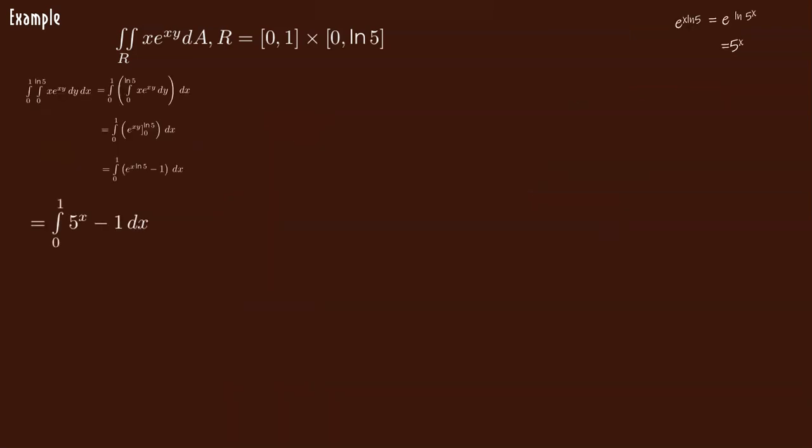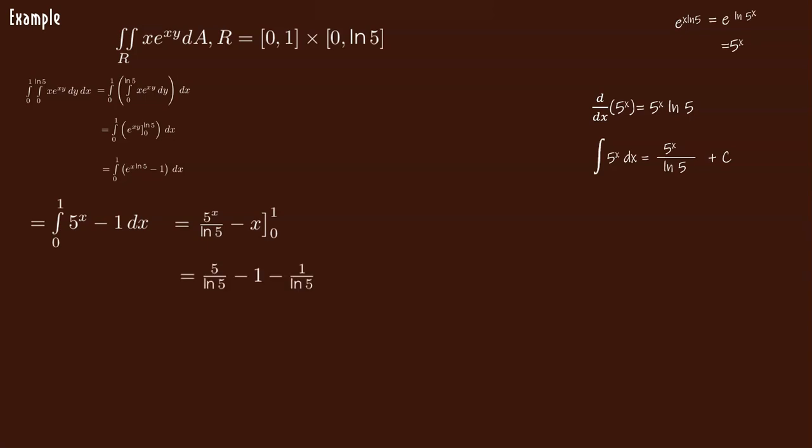And I need space. Well, if I need to integrate 5 to the x, we recall, of course you recall, that the derivative of 5 to the x is 5 to the x natural log of 5. So going backwards, the integral of 5 to the x is 5 to the x over natural log of 5. So integrating, I get 5 to the x over natural log of 5 minus x. I plug in a 1, then I plug in a 0, and I get 5 over natural log of 5 minus 1 over natural log of 5, which simplifies to just 4 over natural log of 5, minus 1. So this is the actual volume under the surface.